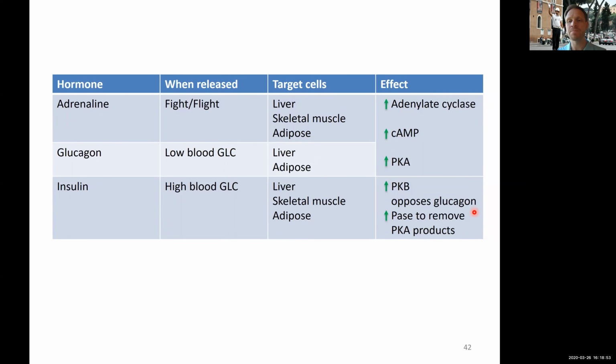Okay. So what it actually does, we won't cover it, but it's actually activating a phosphatase that is removing all the phosphoryl groups, so it's inactivating all the products that PKA has activated.